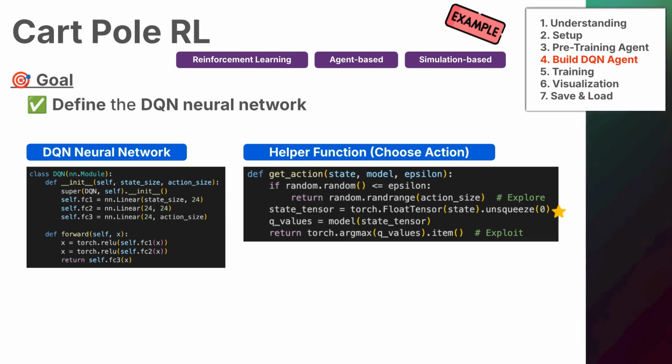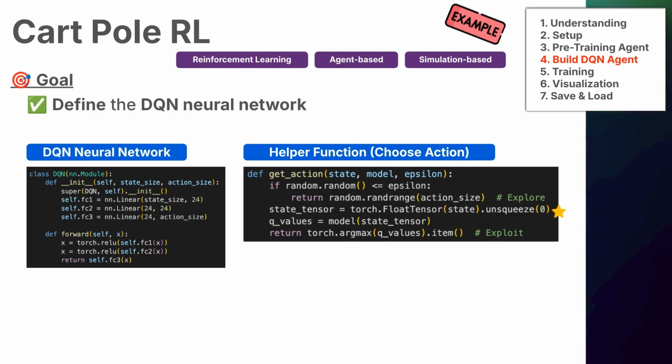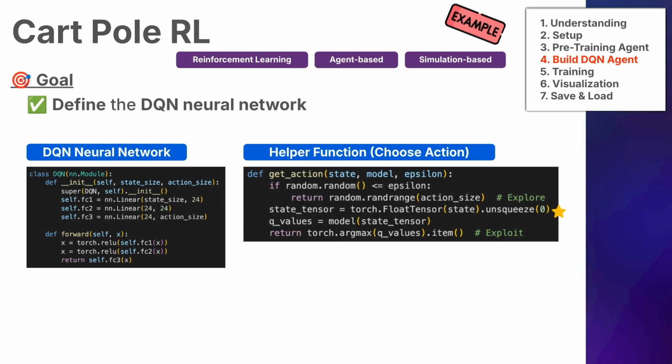If the agent does not explore, it converts the state to a PyTorch tensor. Unsqueeze 0 adds a batch dimension so it can be passed into the model. This feeds the state into the neural network to get Q values for each action. Then return torch.argmax to choose the action with the highest Q value. This is called exploitation, using the model's knowledge to make the best decision.